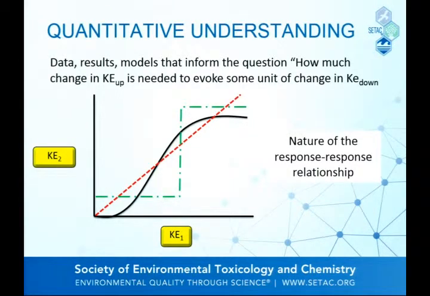So those are the first 2 things that we want to build into our weight of evidence descriptions for the key event relationships: plausibility, empirical support. A special component of the empirical support, it's really not different from the empirical support, but it's maybe a special kind of empirical support, is quantitative understanding. How well can we quantitatively infer how much change in key event downstream we're going to get if we have some unit of change in the upstream key event?